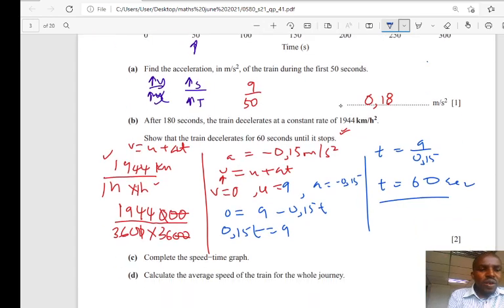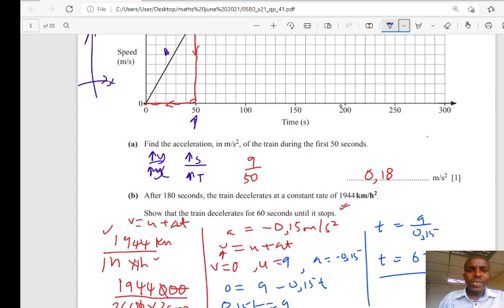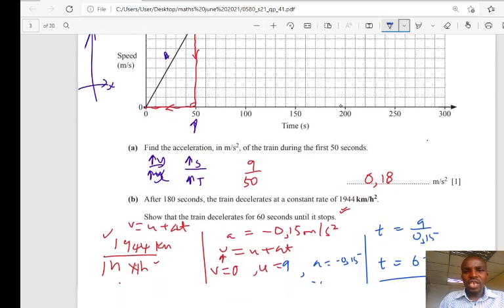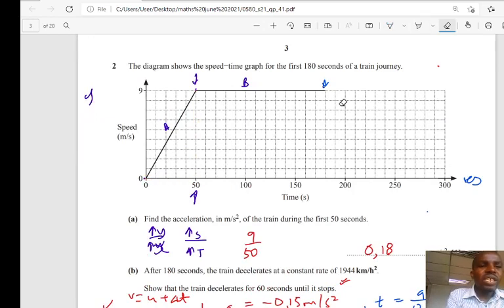Next person, complete the speed time graph. Right, this one, from 9, it took 60 seconds until it comes to rest. Rest line is this line. This x-axis, you can say the particle is now stationary, it's now not moving. What speed is what? Speed will be 0. So to complete this one now, it took from this point to this line 60 seconds. So you have to add 60 seconds.